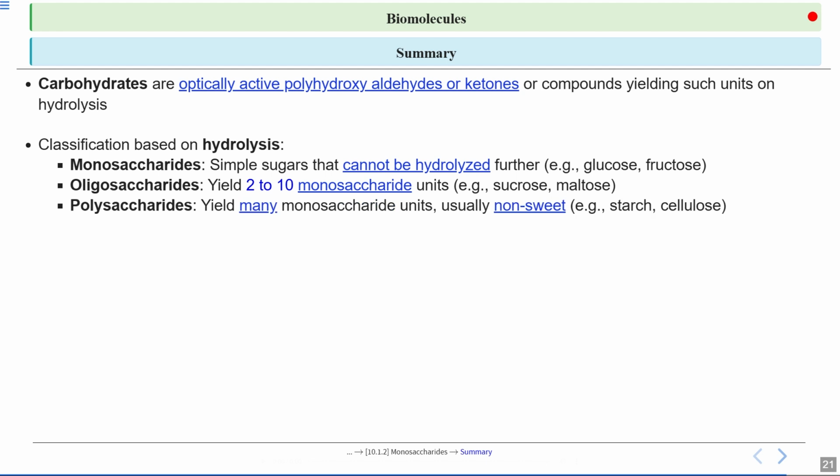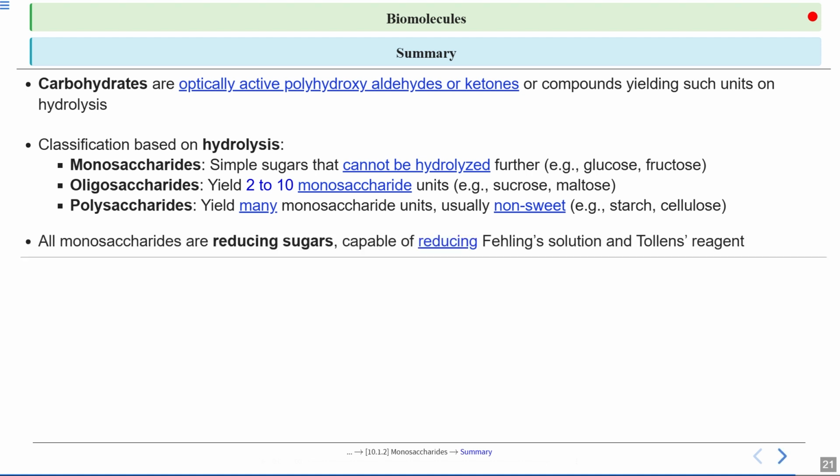Next we have polysaccharides. Poly means many, so they are long chains of sugar units. They are large carbohydrates that give many monosaccharide units upon hydrolysis. Polysaccharides are usually not sweet in taste. Examples are starch and cellulose. Next, it is important to note that all monosaccharides are reducing sugars. This means they can reduce chemical reagents like Fehling solution and Tollens reagent.